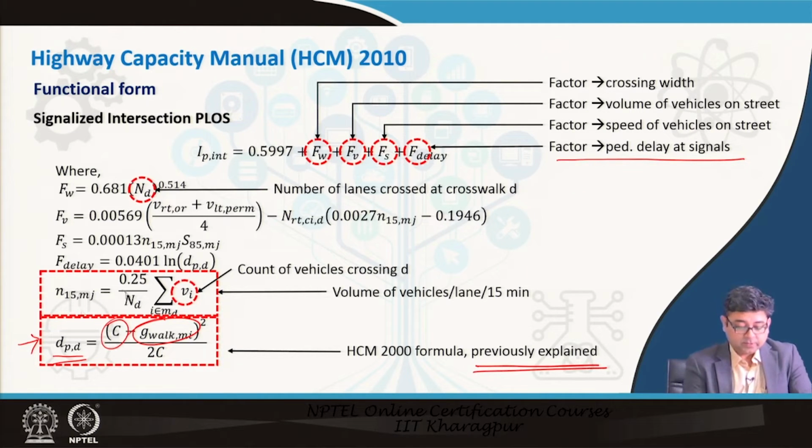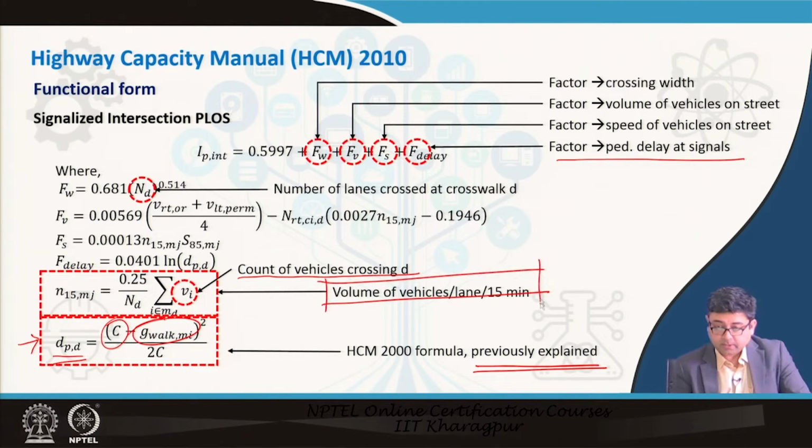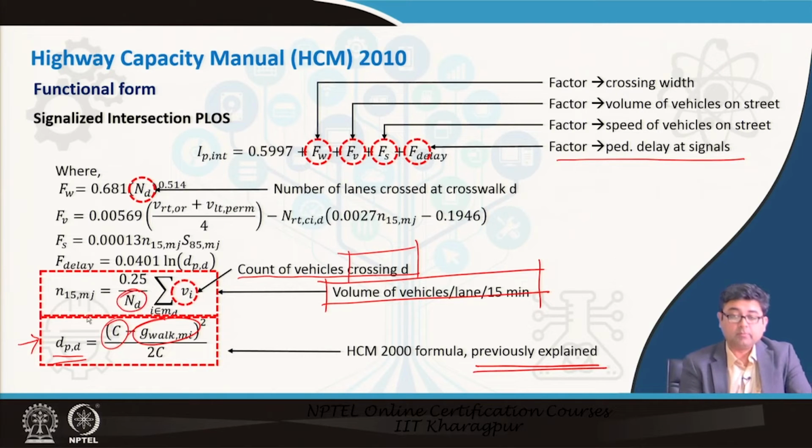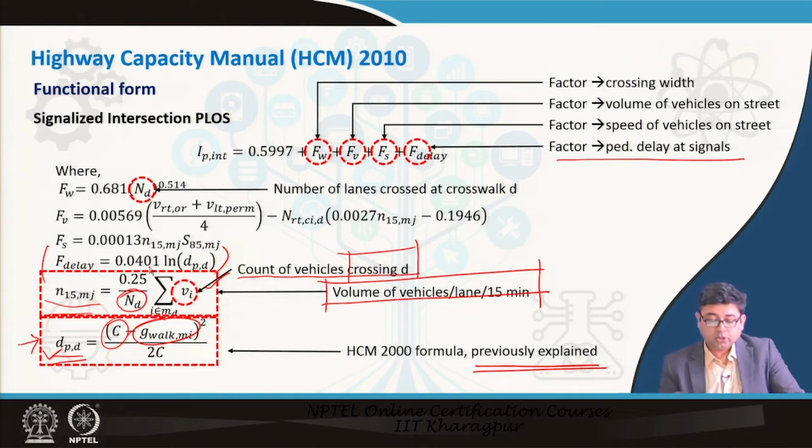In addition to that, you want to calculate the count of the vehicles crossing the crosswalk, that is, the volume of the vehicles per lane per minute crossing the crosswalk. If you calculate that, you already know the number of lanes. So, you can then determine the delay, which is given by this formula. Here you will determine the count, here you will determine the delay, and if you use this formula, you will get what is called the F delay factor.